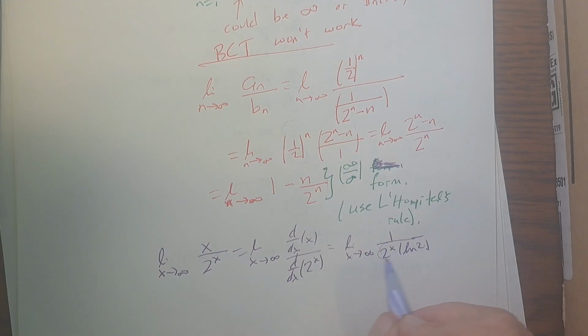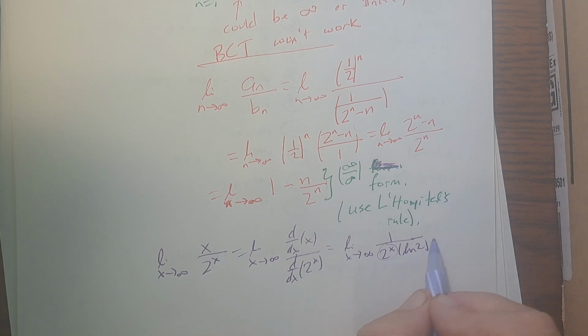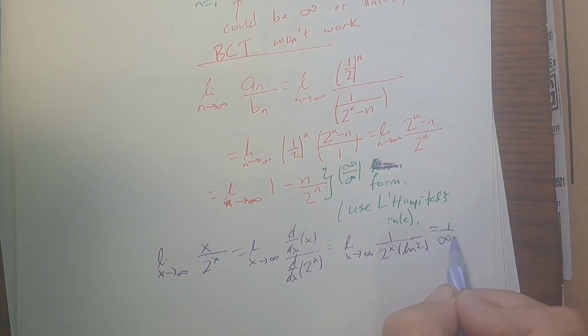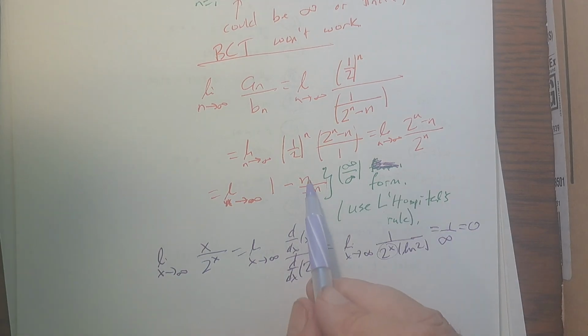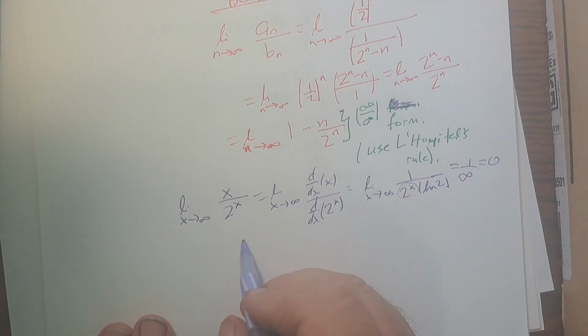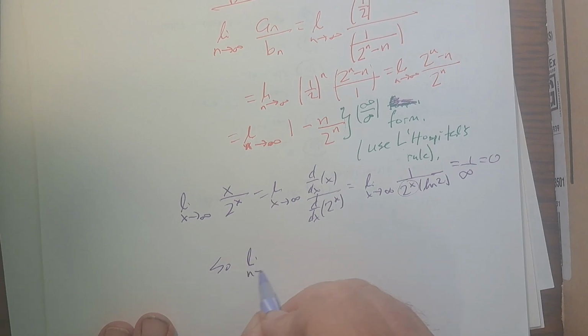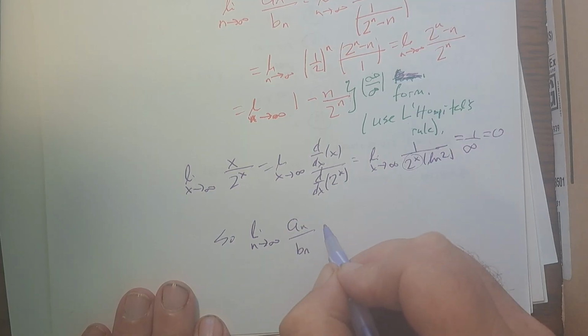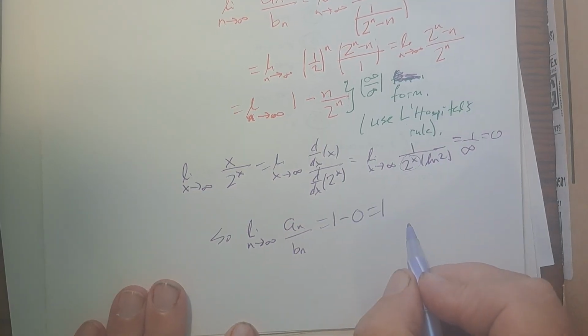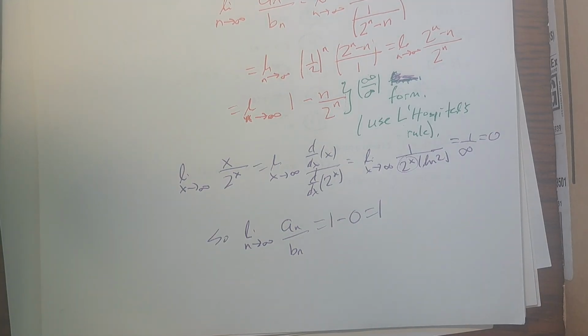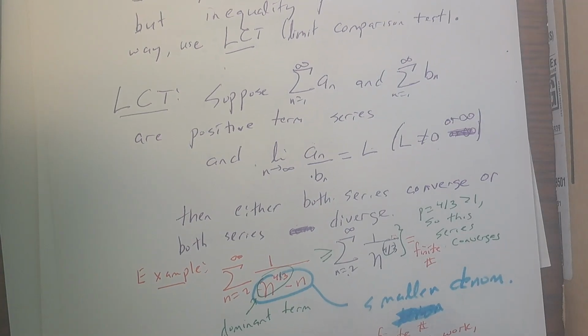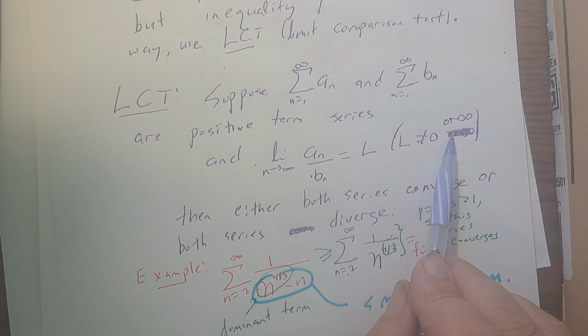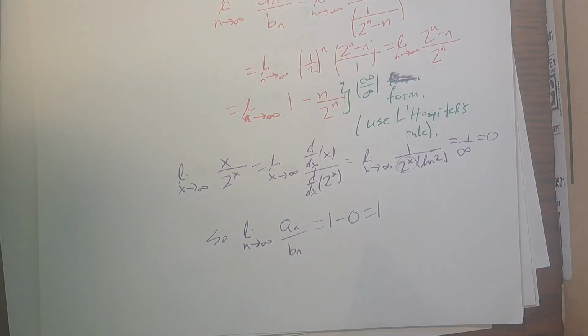But the 2 to the x is a function that gets bigger and bigger for larger and larger values of x. In other words, it goes to infinity. So you just get 1 over infinity, and that's 0. So that's just this part of it. So what I found out was that the limit as n goes to infinity of a sub n over b sub n is just 1 minus 0, or 1. And according to the limit comparison test, since that's not 0 or infinity, then either both series converge or both series diverge.